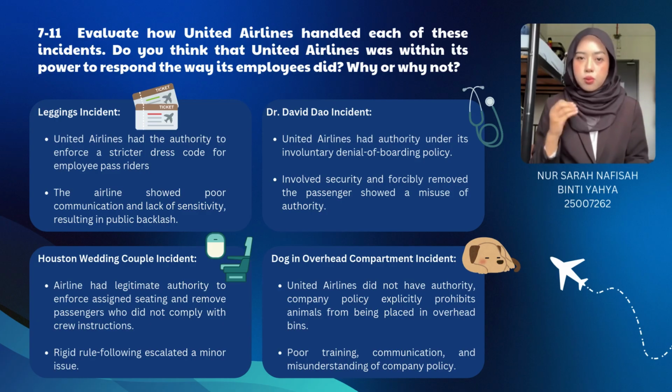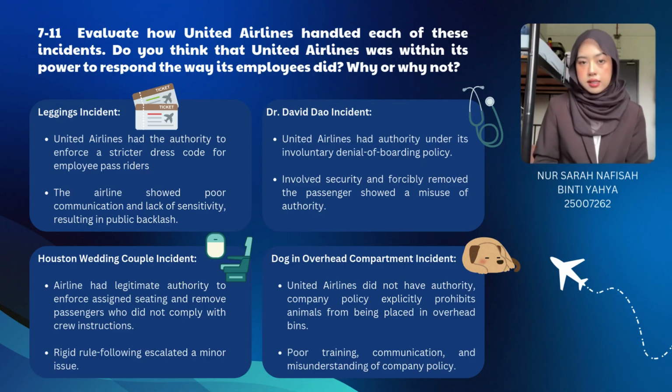Furthermore, in the Houston wedding couple incident, the airline again had legitimate authority, in this case enforcing assigned seats and removing passengers who do not want to comply with the crew instructions. Yet, once again, employees followed the rules without thinking of the outcome, escalating a minor issue that could have been resolved with simple flexibility.